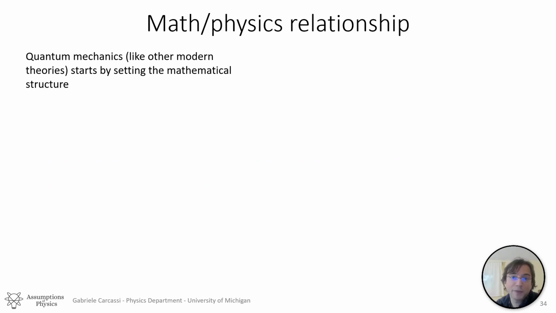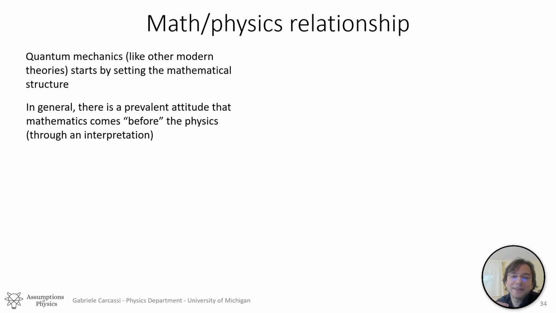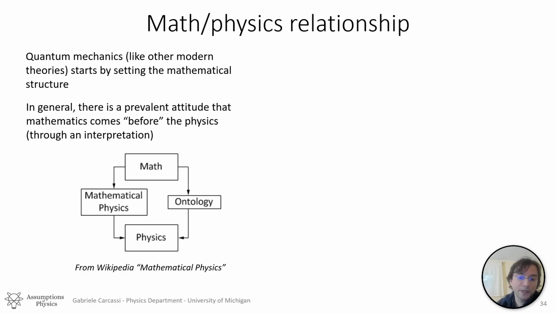So the cartoon version of the math-physics relationship currently is that modern theories like quantum mechanics just set the mathematical structure. So there is this sense that the mathematics comes before the physics, and the physics only comes later through an interpretation and finding observables and so on. If you look on Wikipedia, on the page for mathematical physics, you find this diagram. You see that there is the math, and from the math descends mathematical physics and also the ontology, which I don't understand how, and the physics is just a consequence of these things. And this is the wrong picture.